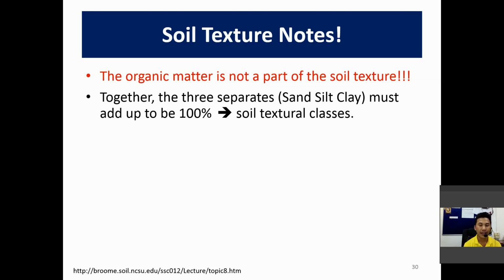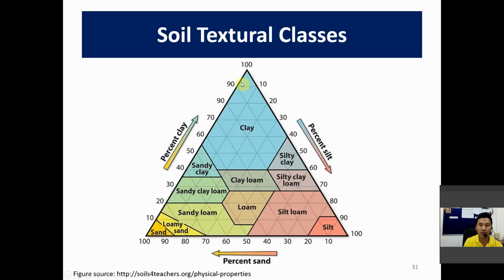All right, for soil texture, the literature out there reports three separate fractions, sand-silt-clay, and this proportion must total 100. Otherwise, you can't use the soil textural classes. So make sure that you understand this soil textural class. I guess you probably have some experience in the lab checking your unknown sample, identifying how much clay, silt, and sand portion you have, and then you can use this triangle to identify the soil textural classes.